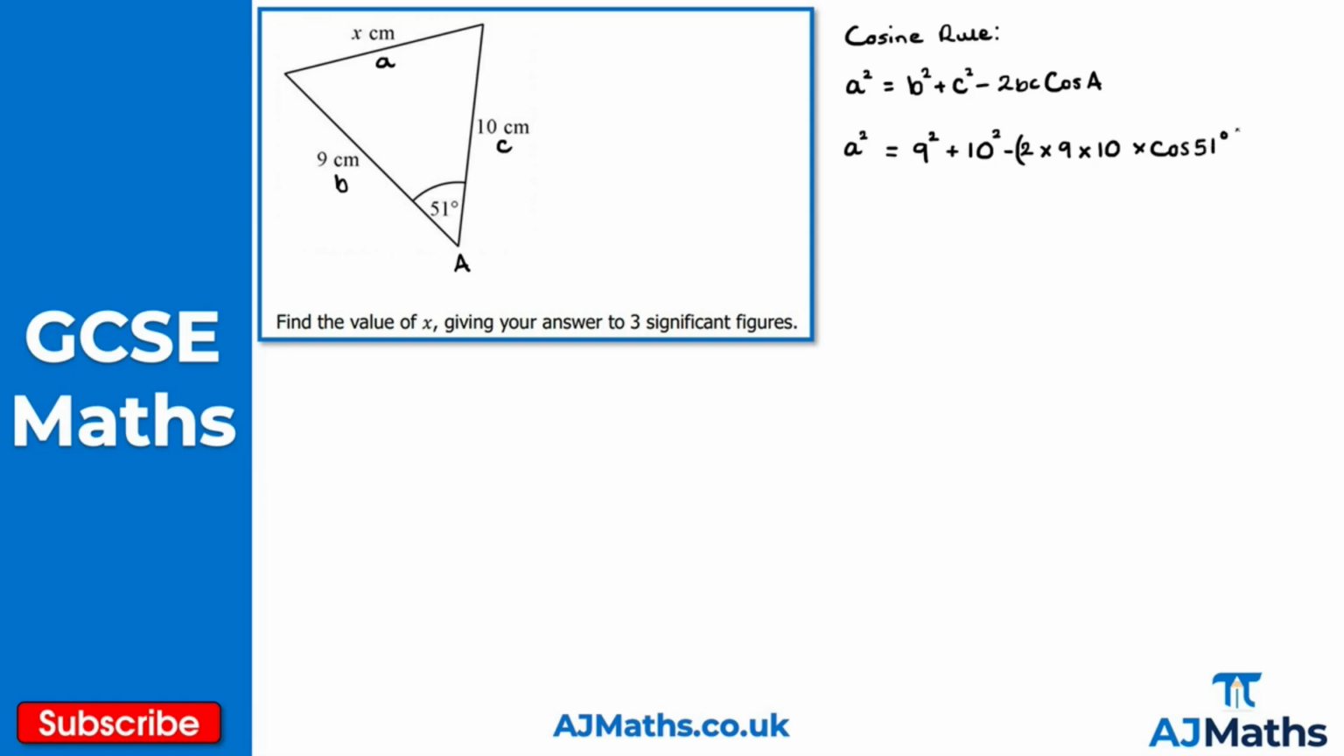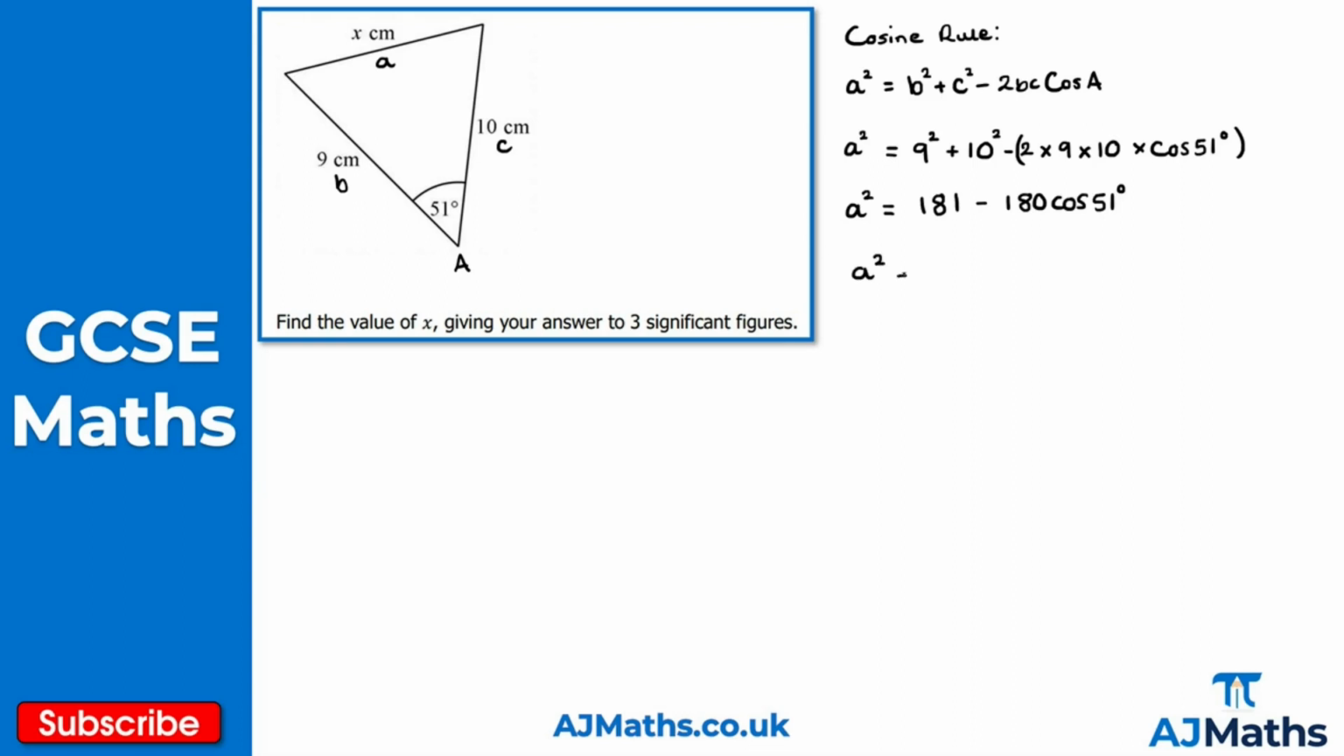Like so. So now we just simplify this here. So a squared, 9 squared is 81, 10 squared is 100. We get 181 there. So 2 times 9, that's 18. Times it by 10, that would give us 180. We get minus 180 cosine 51 here. So now what we need to do here is evaluate this on our calculator here.